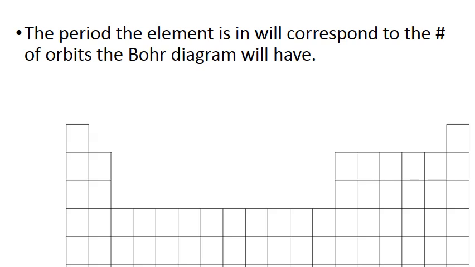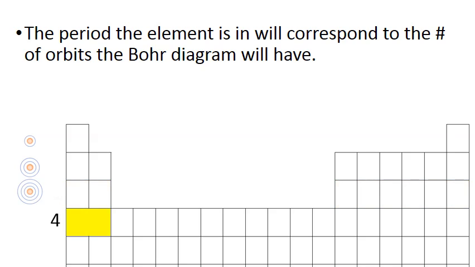So first off, the period the element is in will correspond to the number of orbits the Bohr diagram will have. So if your element that you're creating is in the first period, right here, it will have 1 orbit. If it is in the second period, if it's anywhere in this highlighted yellow area, it will have 2 orbits, or 2 shells. If it's in the third period, it will have 3 orbits.